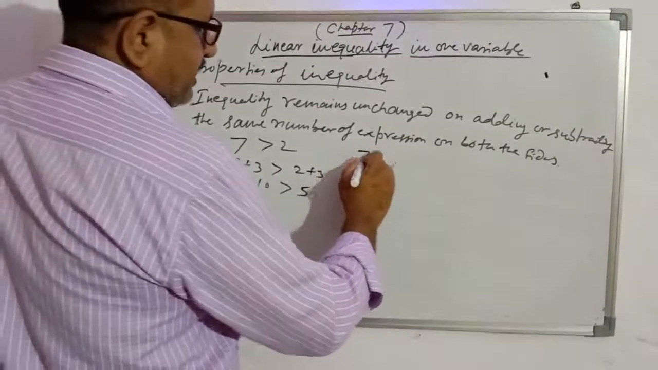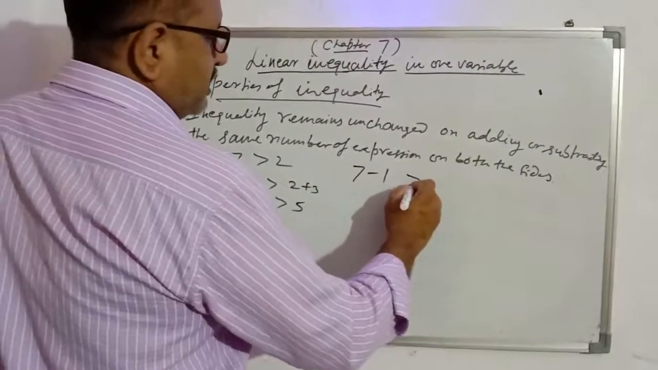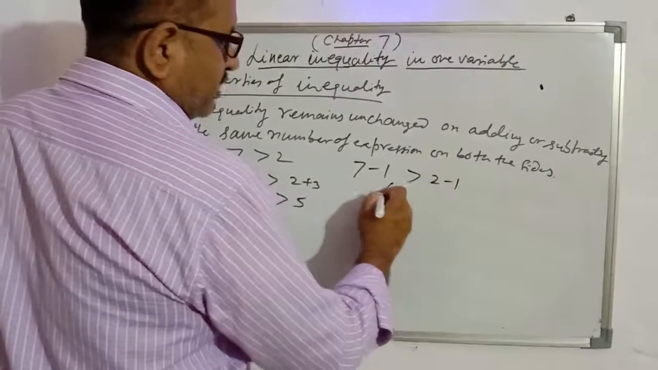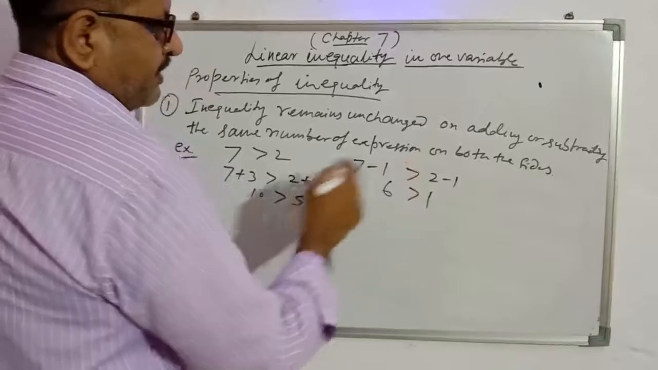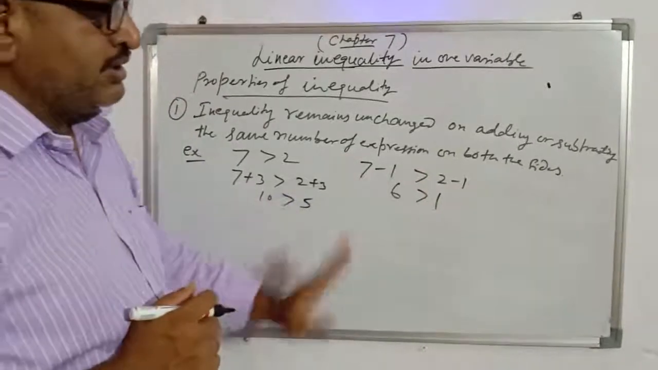Similarly, we can subtract: 7 minus 1 greater than 2 minus 1. 7 minus 1 is 6, 2 minus 1 is 1. So 6 is greater than 1. So inequality does not change.